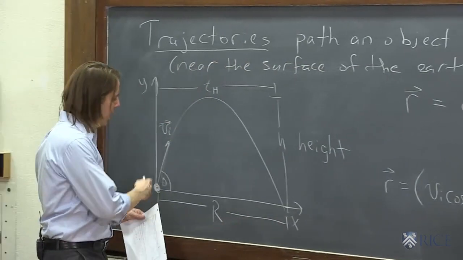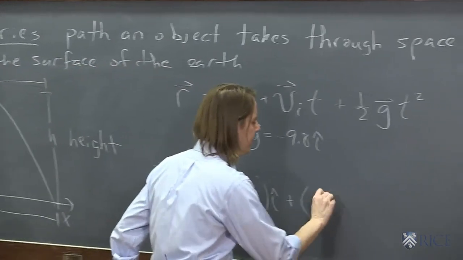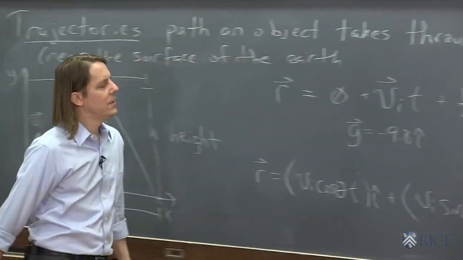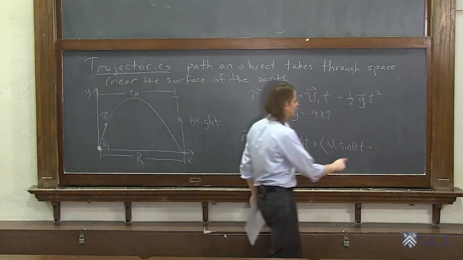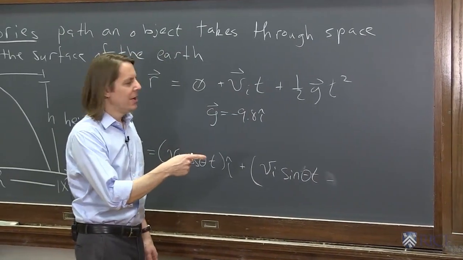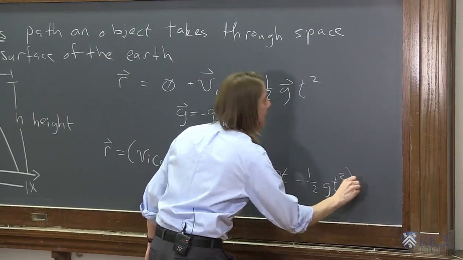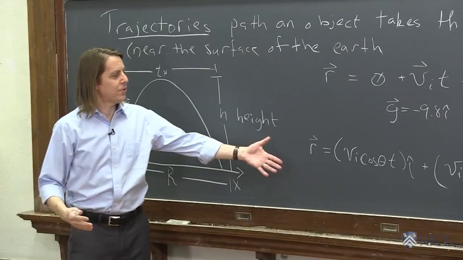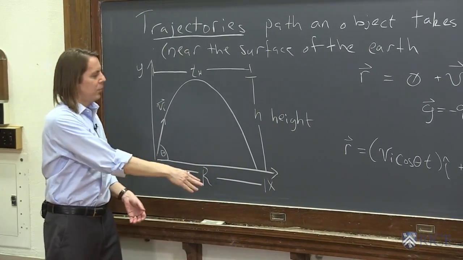And then in y, starting at the origin, 0, it has an initial y velocity, which is vi sine theta t, and it has gravity, plus 1/2 gt squared. And the normal thing to do actually now is to change this positive to a negative, because we're now dealing with just the scalar value of g, 9.8 meters per second squared. So we would call this minus 1/2 gt squared, and that's the j hat component. So this is the position vector version of a trajectory, and now we're going to use it to derive the hang time, the range, and the height.